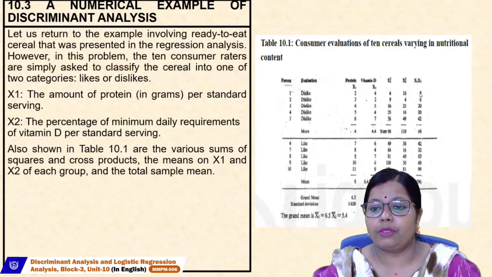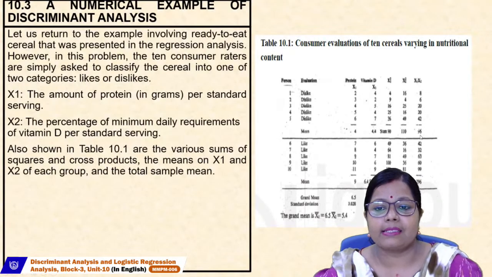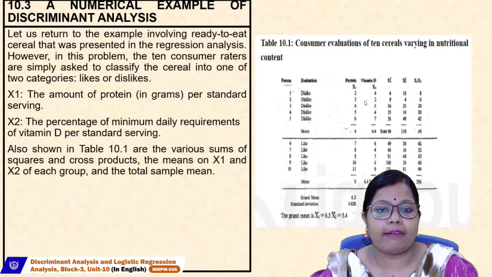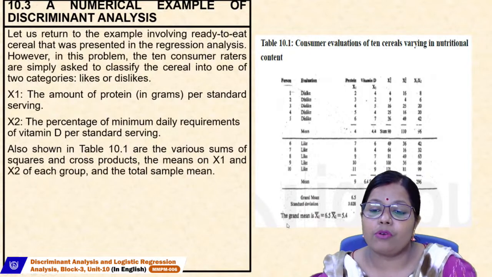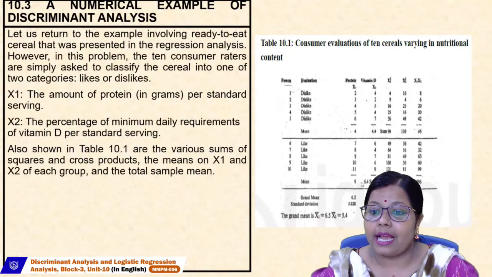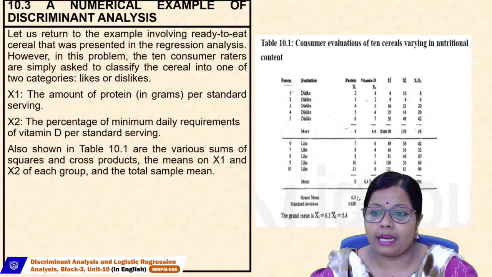That is 2 into 4 equal to 8, 3 into 2 is equal to 6, 4 into 5 equal to 20. In that way, we have calculated the mean of dislikes for those persons for protein and vitamin D. The same way, we have calculated the mean for the likers for protein and vitamin D, and also x1 square, x2 square and x1 into x2. Here I have also calculated the grand mean, taking the 4 and 9 together, as the grand mean average.